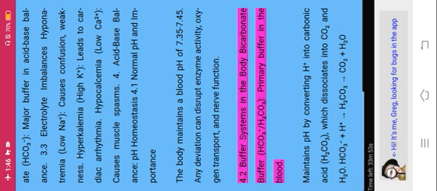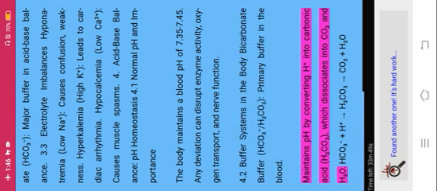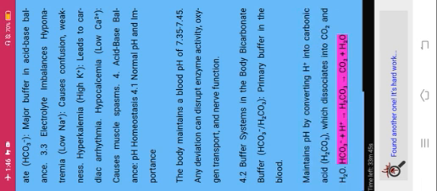4.2 Buffer systems in the body. Bicarbonate buffer, HCO3-, is the primary buffer in the blood. It maintains pH by converting H+ into carbonic acid, H2CO3, which dissociates into CO2 and H2O. HCO3- plus H+ right pointing arrow H2CO3 right pointing arrow CO2 plus H2O.